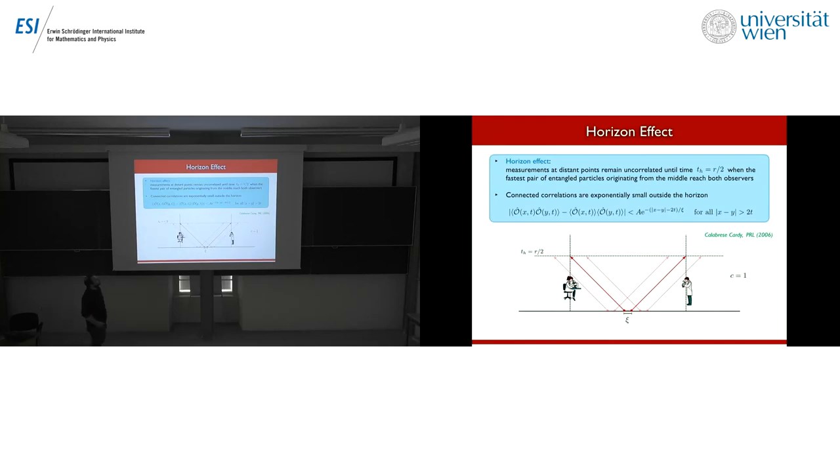So this is the intuitive explanation given by Calabrese and Cardy in 2006. And if we want to express it in mathematical form, I would say that the connected part of the expectation values of two local observables is bounded by a function that decays exponentially with the distance minus two times the time. This is exactly the shape of the horizon.